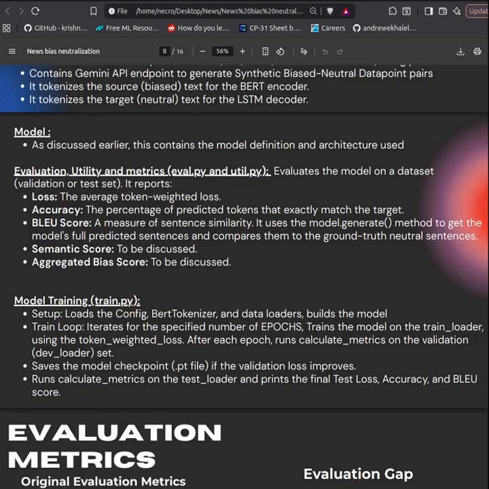This is followed by the train file, which is the main script which runs the entire process. It loads the config data and the model. It runs the main training loop using token weighted loss. After each epoch, it runs validation, and if the loss improves, it saves the model checkpoint, and finally it runs the full evaluation on the test set.